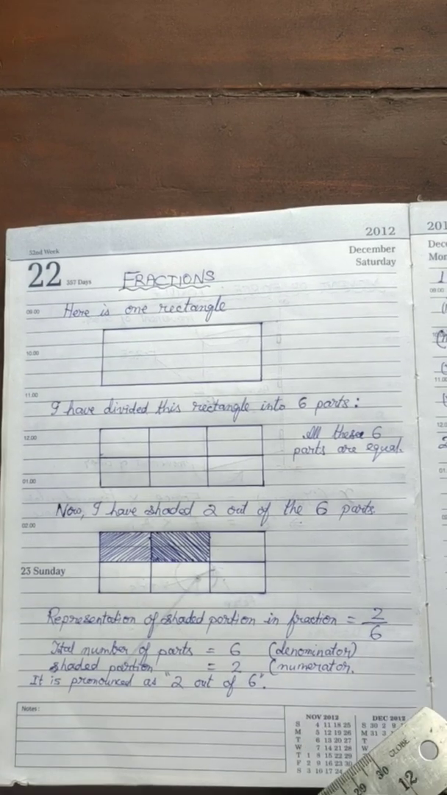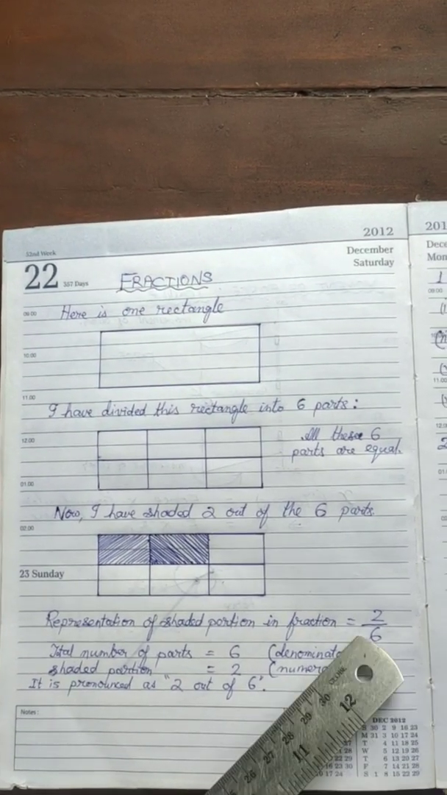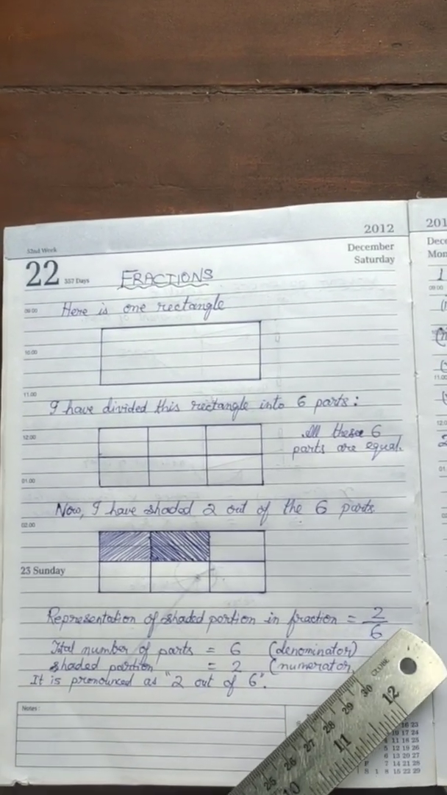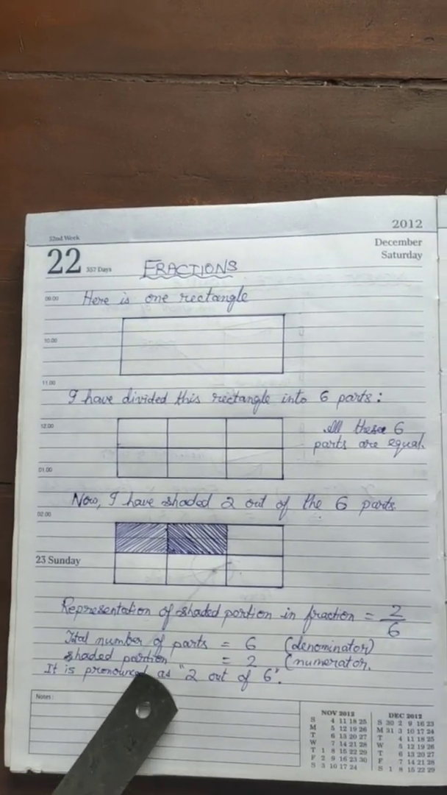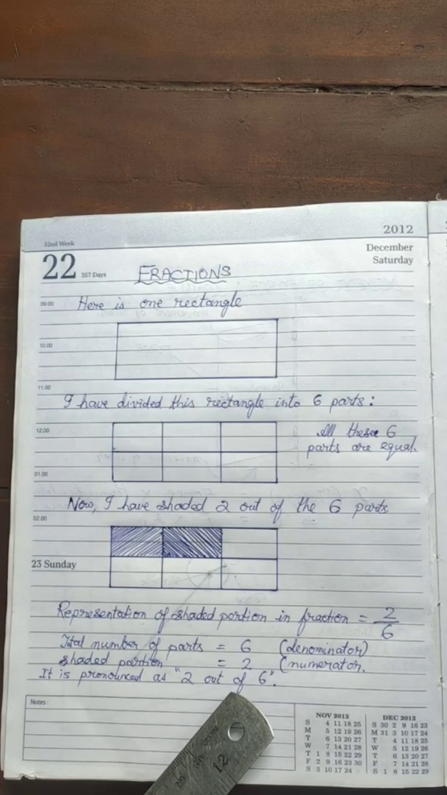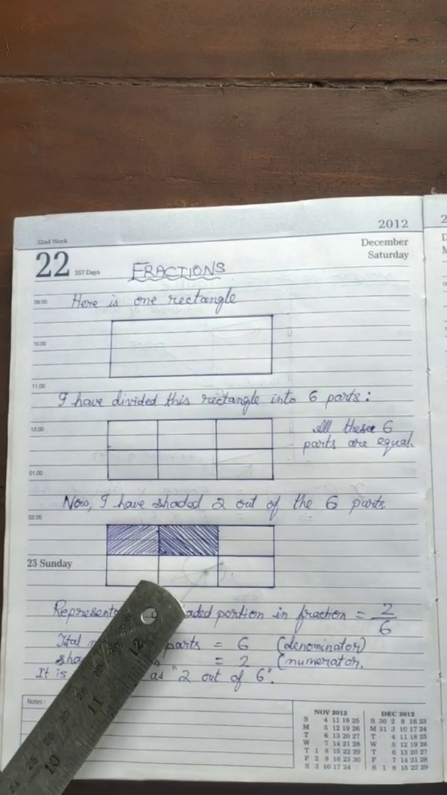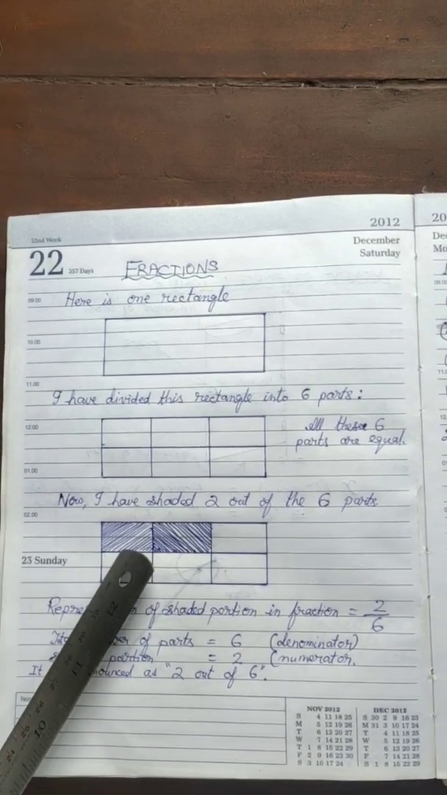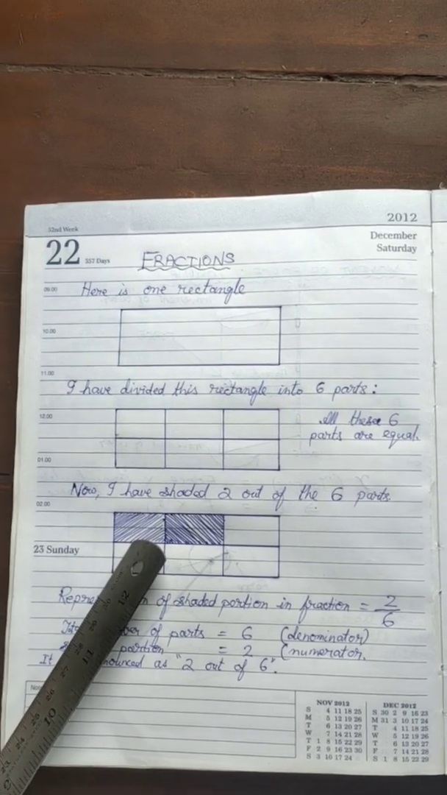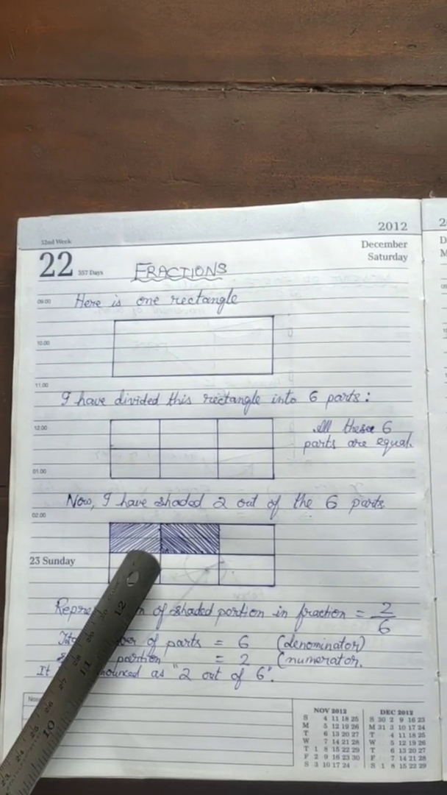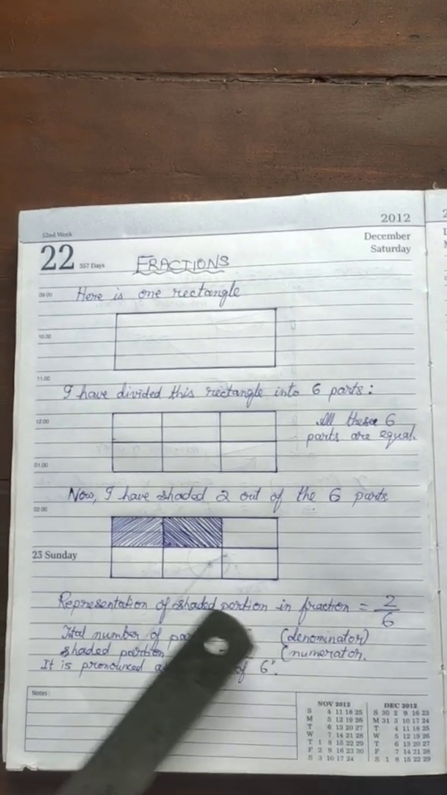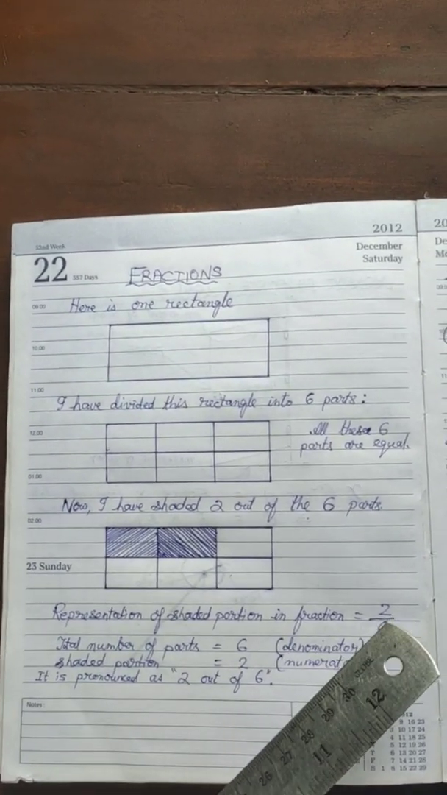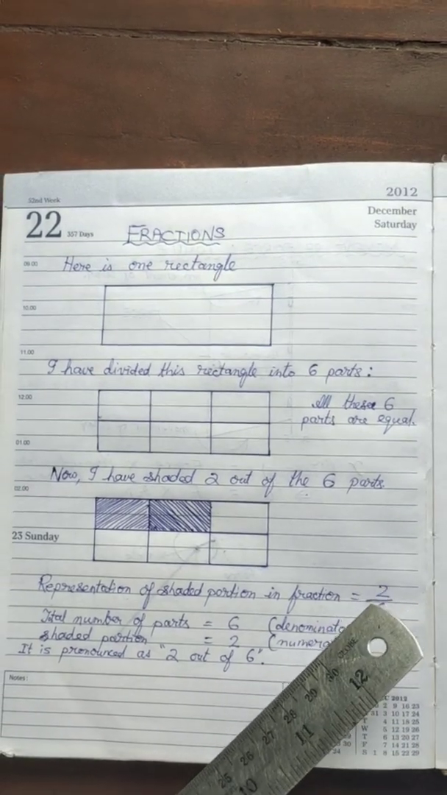So how do you read it? You read it as 2 out of 6. That means if I want to represent the shaded region in this rectangle, out of 6 parts, 2 have been shaded. So we read it as 2 out of 6, or simply you can even pronounce it 2 by 6.